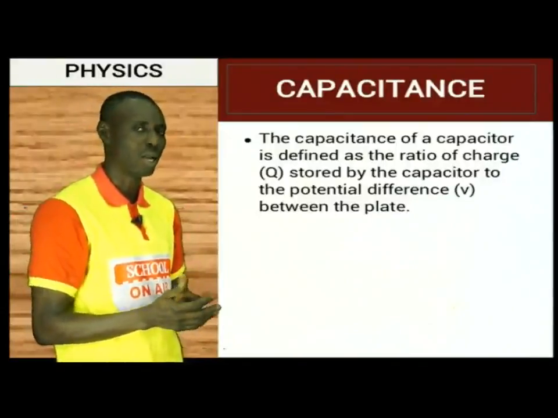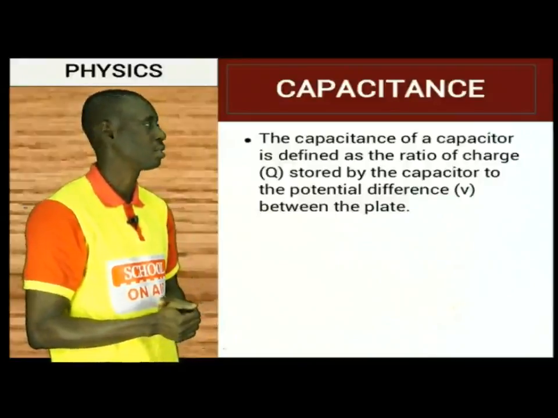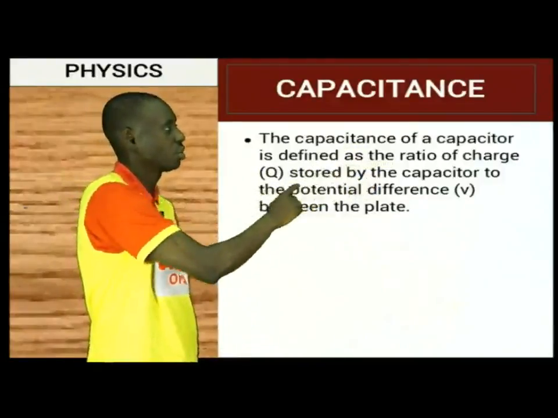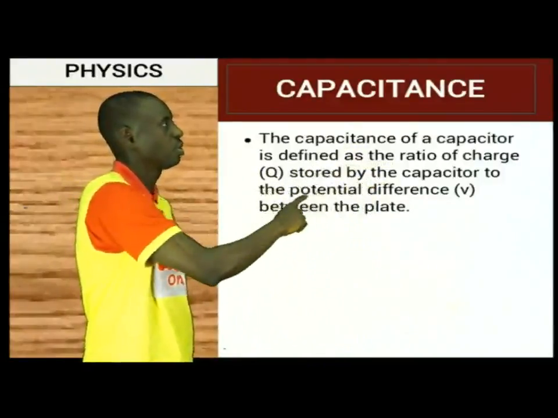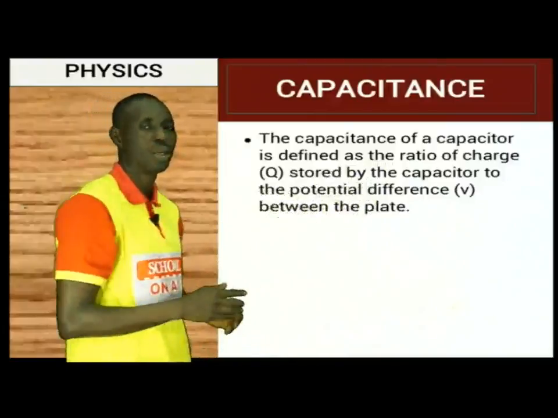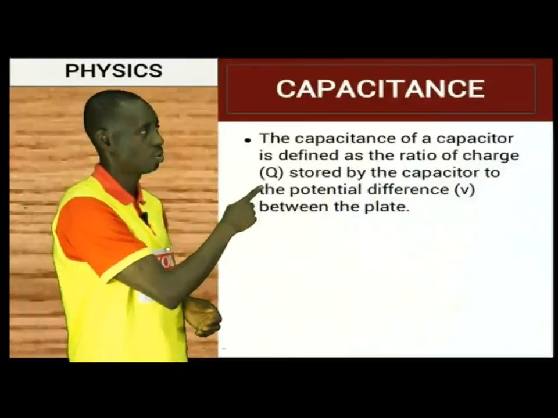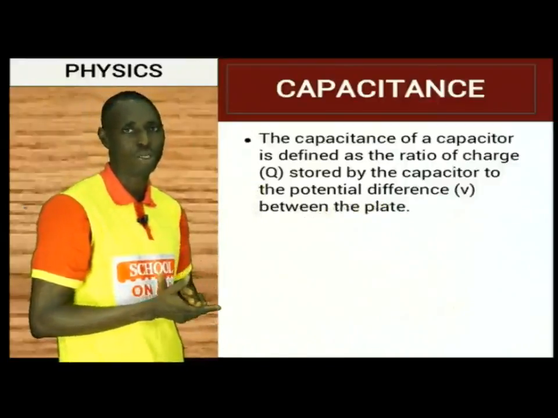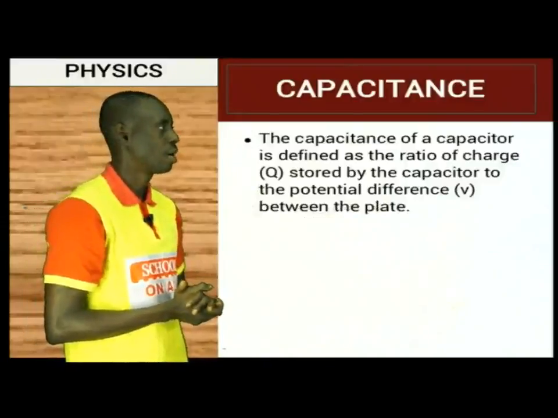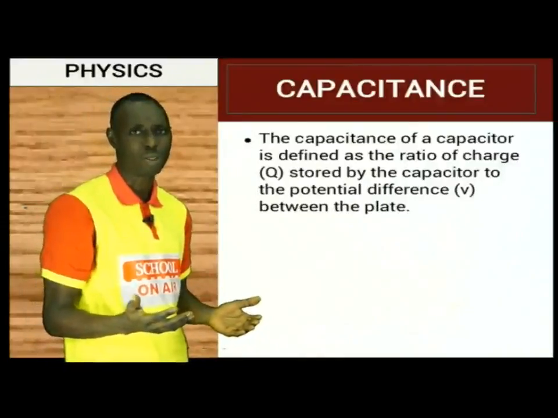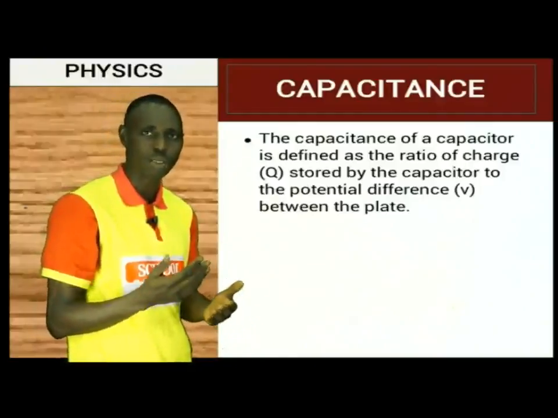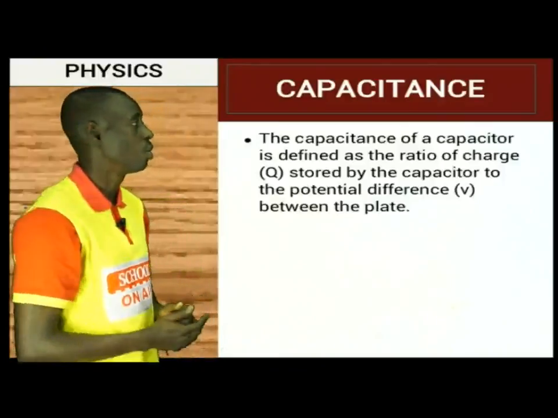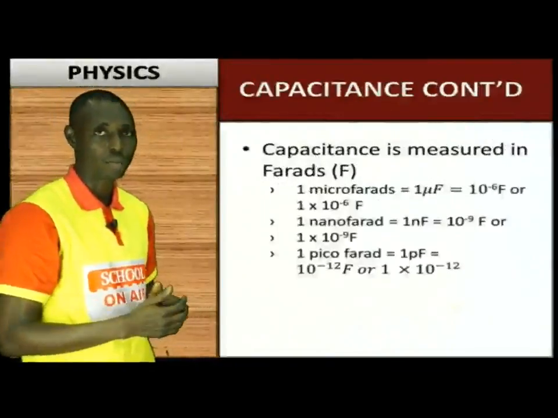But then another key word is the word capacitance. What does it mean? The capacitance of a capacitor is defined as the ratio of charge, Q, stored by the capacitor to the potential difference, V, between the plates. The ratio of the charge, Q, on the capacitor to the potential difference, V, between the capacitor plates is what we refer to as the capacitance. But what do we mean by plates? We are going to look at how a capacitor looks in terms of construction later.